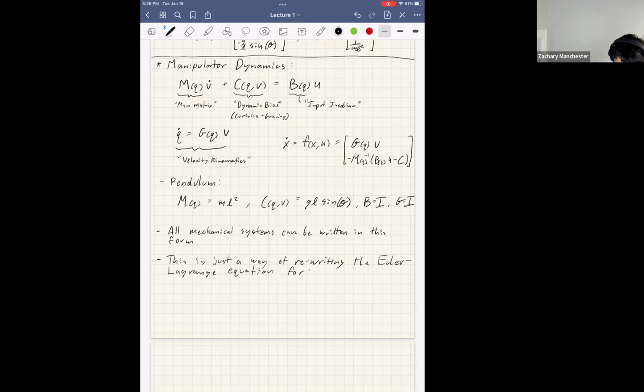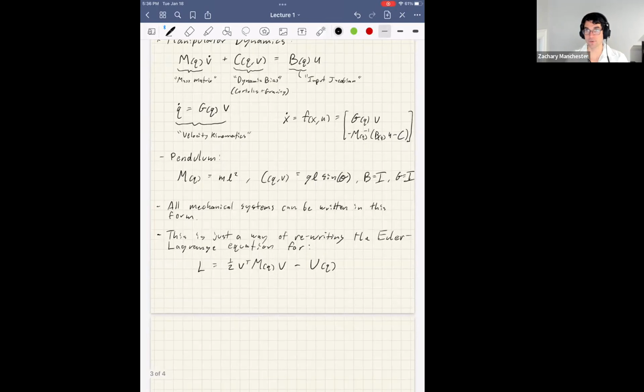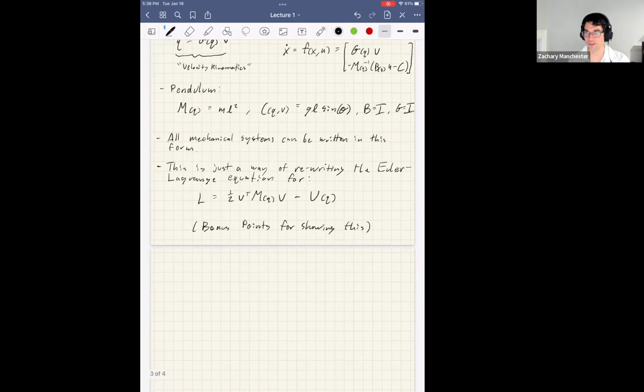In particular, if your Lagrangian equals 1/2 v transpose M(q) v, like the usual mv² thing, minus a potential, and you turn the crank on that, plug it into the Euler-Lagrange equation and simplify it down, you'll get the manipulator equation. So if anyone actually cranks through this, you get bonus points. Cool. Okay. Any questions about anything?